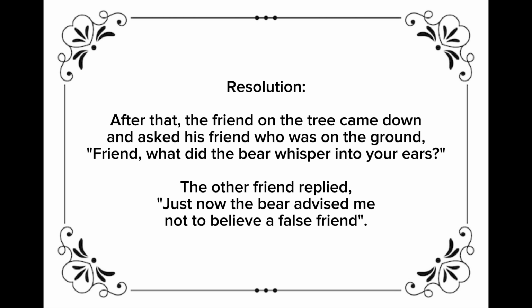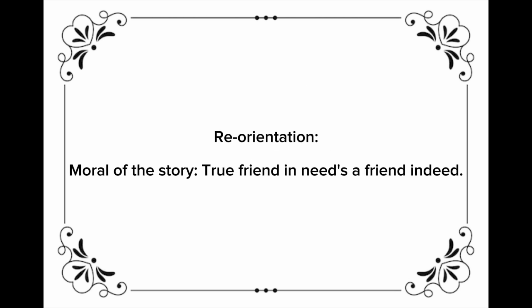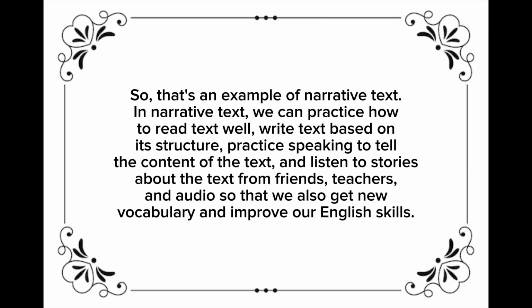That's the resolution: the child who pretended to be dead so the bear couldn't pounce on him still survived. But he teased his friend who abandoned him or was selfish with the phrase a false friend or fake friend. Therefore, he wants to have true friends. The last one is reorientation. The reorientation is the moral of the story: a true friend is a friend in need. So that's an example of narrative text.